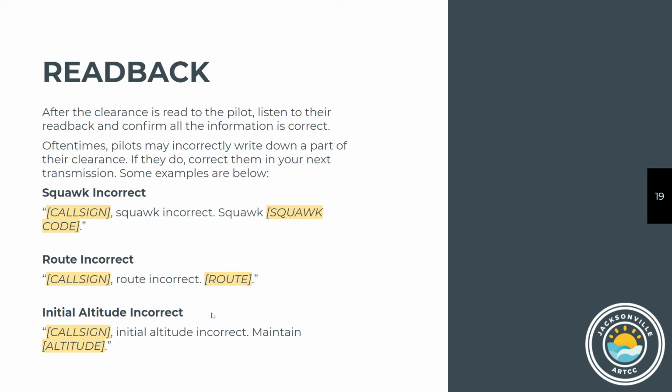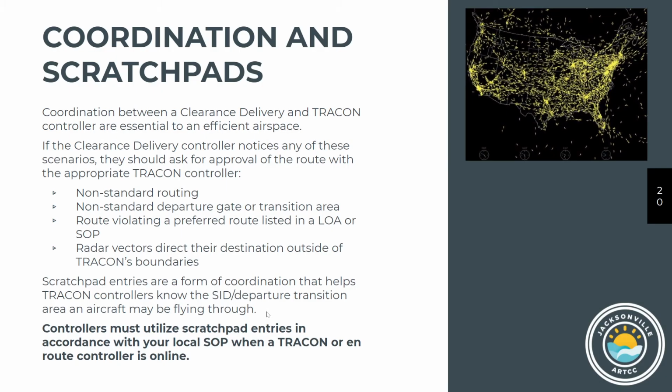Rarely do you see a cruise altitude readback incorrect because they put it in as filed. A good example where they might read it back incorrectly is if you switch them from even to odd or odd to even due to their route of flight, and they didn't notice that when you gave them the clearance. So you might say: November 1, 2, 3, 4, cruise altitude incorrect for direction of flight, maintain whatever the correct cruise altitude should be.